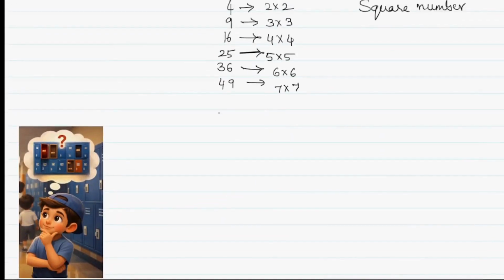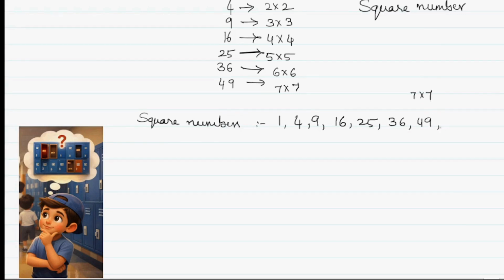Okay. So what are the square numbers from 1 to 100? The square numbers are 1, 4, 9, 16, 25, 36, 49. 49 is 7 7s. So next one is 8 8s are 64. Then 9 9s are 81. Then 10 10s are 100. So we reached 100. So we don't need anything beyond 100. So if they open these, he will find a code.